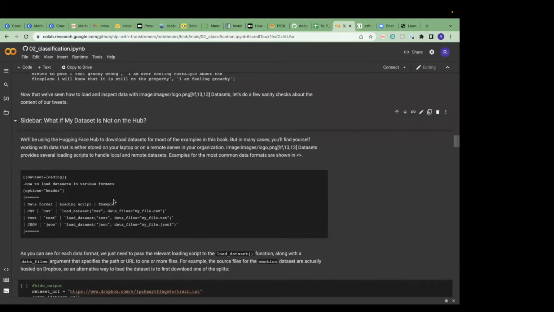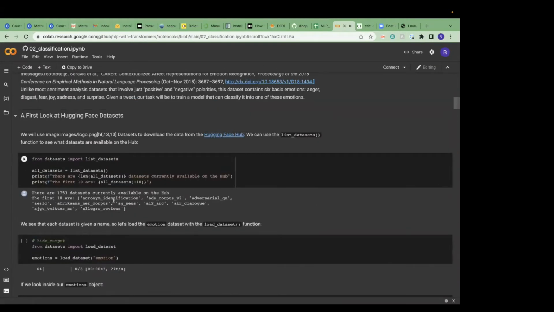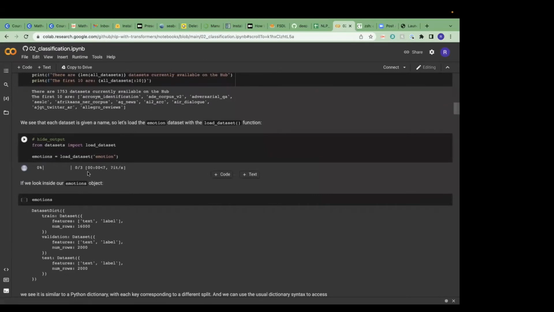This sidebar they're going over is about the data set they're using, which is on Hugging Face Hub. So they could just use the Hugging Face API to load the data set. It's pretty simple because it comes in a format that is very compatible with Hugging Face, since it is coming from Hugging Face Hub.